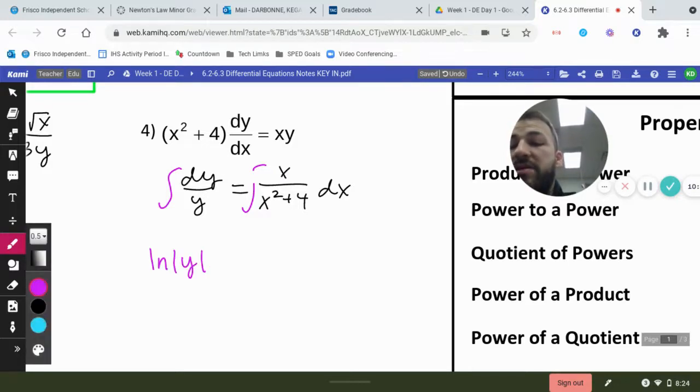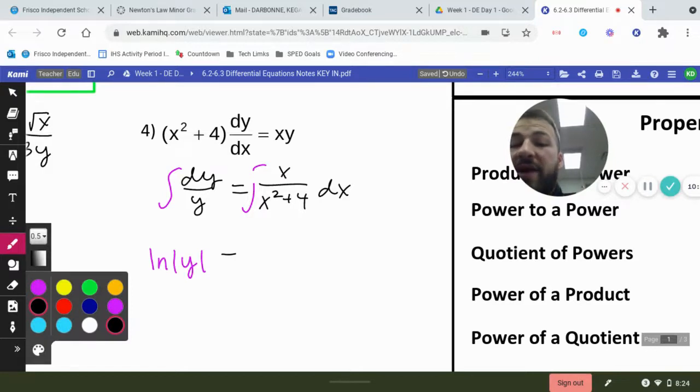Okay, so a little different. Now I have the natural log of y. So instead of getting y squared over 2, now I have the natural log of y. And this is actually a really common integral that we end up with in differential equations. So you're going to be really used to integrating and getting this natural log of y. On the right side, we have x over x squared plus 4.